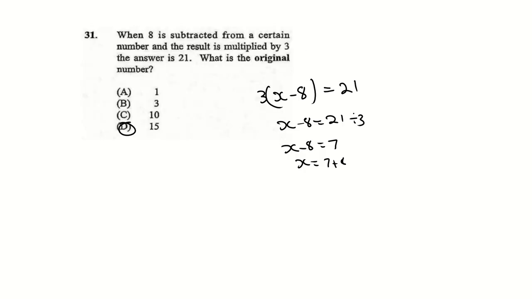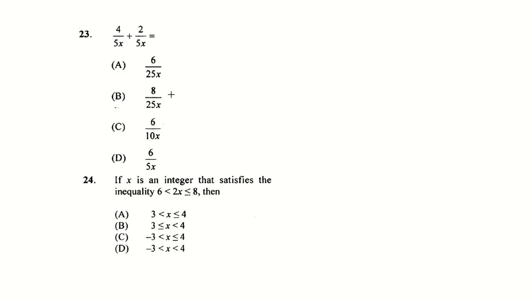And that is the end of January 2017, June 2017. Let's look at January 2017, paper 1, section 6, numbers 2 to 20. All right. This one is, it's not. Actually, yes, it is. Bases are the same, so you just add the numbers on top of the numerators. 4 plus 2 is 6. 6 over 25x. This one here, if x is an integer that satisfies the inequality, then we want to know what x is. So you divide all of this by 2. This is weird, but anyways, this would have been 3x 4, so you're looking for that, so that's A.